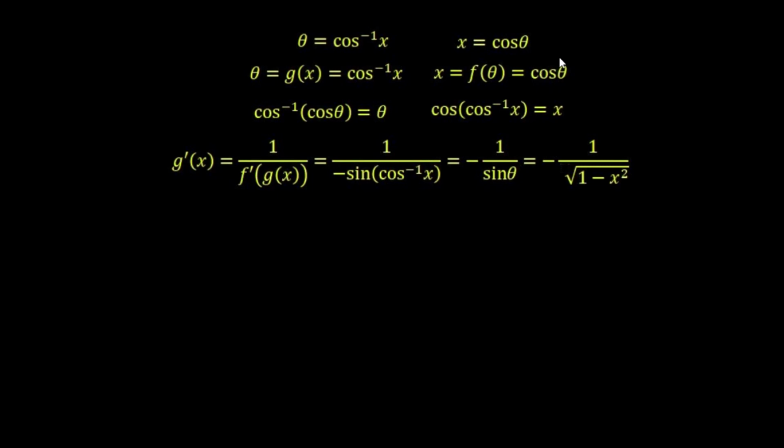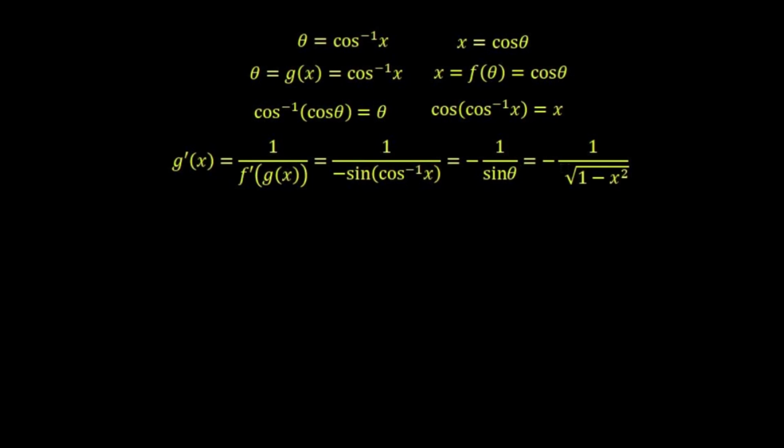So whenever we differentiate this, we're going to get the minus sign. But it's minus sine of the g of x. So the g of x is our inverse cos of x. So this is 1 upon minus the sine of the inverse cos of x. But we know the inverse cos of x is nothing other than theta. So this is minus 1 upon the sine of theta. And again, using our Pythagoras, this is minus 1 upon the root of 1 minus x squared.